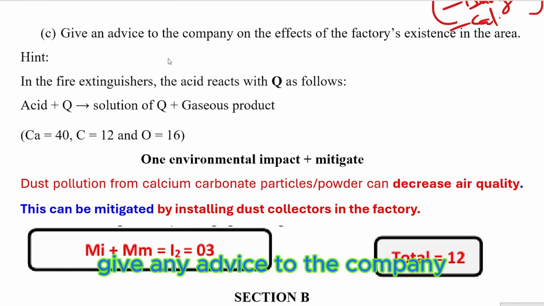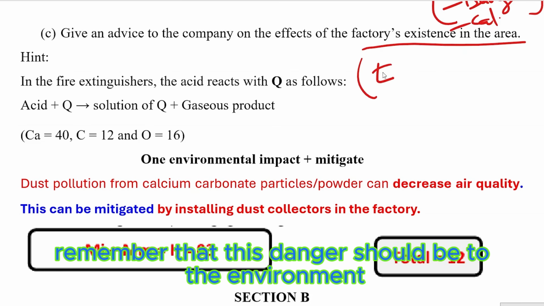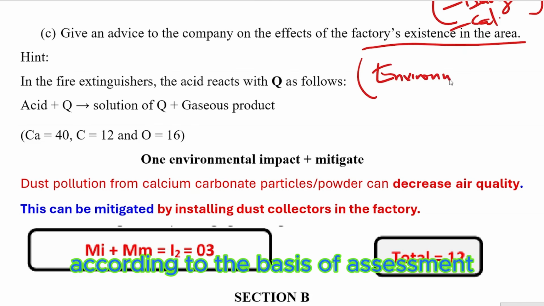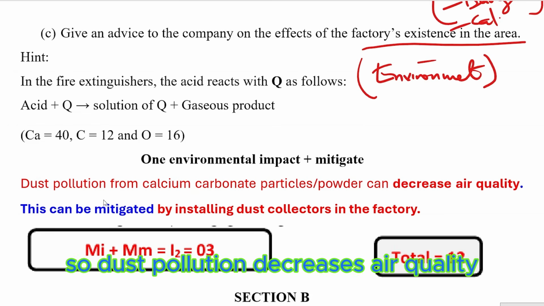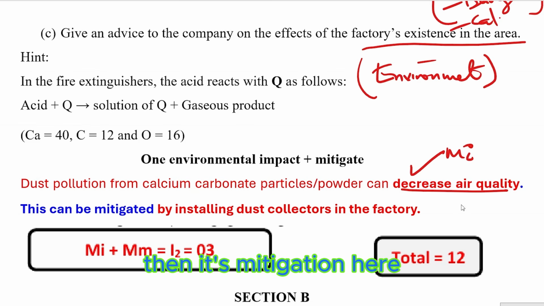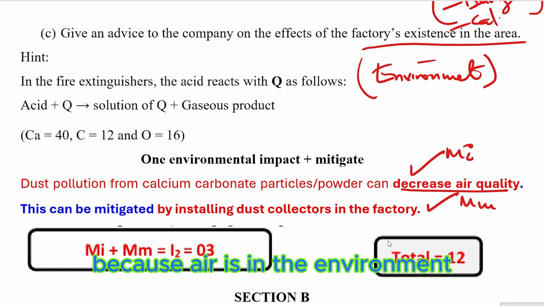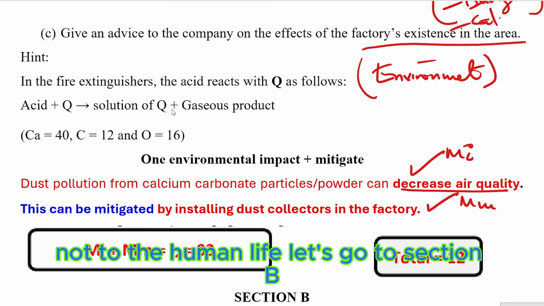Give any advice to the company on the effects of the factory's existence in the area. Remember that this danger should be to the environment according to the basis of assessment. So, dust pollution decreases air quality. That is actually the impact on the environment. Then it's mitigation here, mitigated here. So it should be to the environment, because air is in the environment, not to human life.